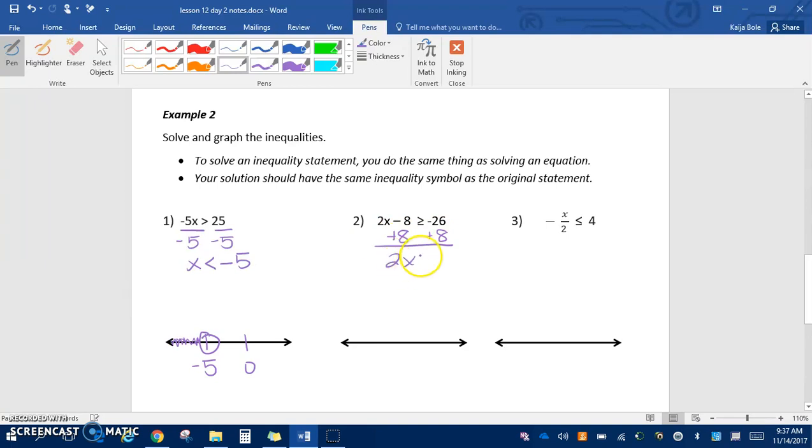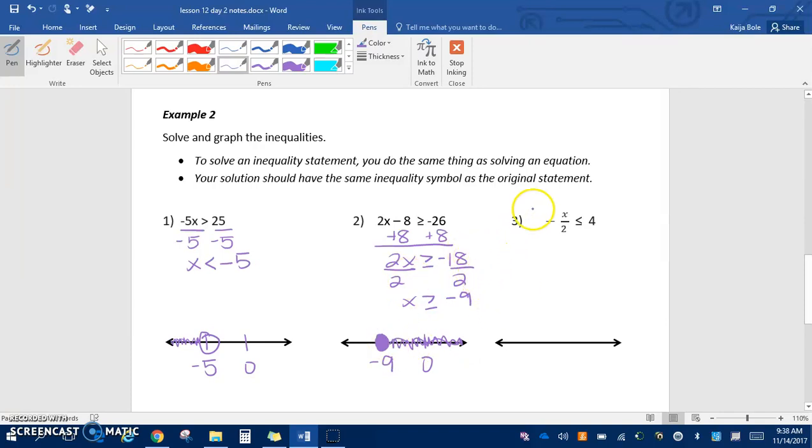So I get 2x is greater than or equal to negative 18. I divide by 2 on both sides, so I get x is greater than or equal to negative 9. Even though my answer is negative, the sign did not change because we did not divide by a negative number. So now I'm going to have negative 9, and I'm going to have 0. But now I'm going to have a closed circle this time, because it's equal to, and it's everything greater than or equal to, so that means I'm shading everything to the right this time, everything bigger than negative 9.